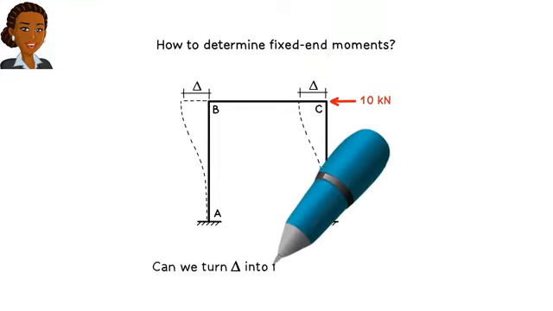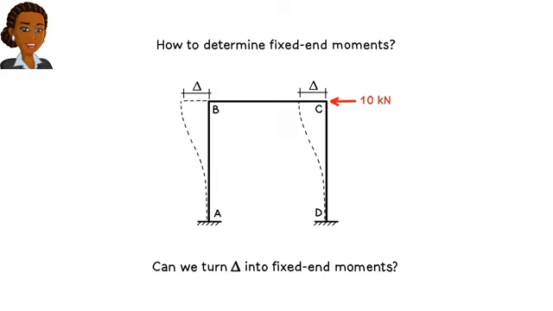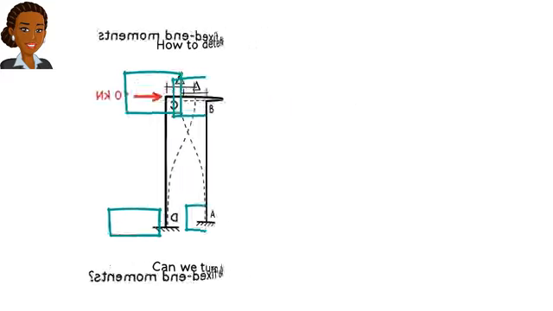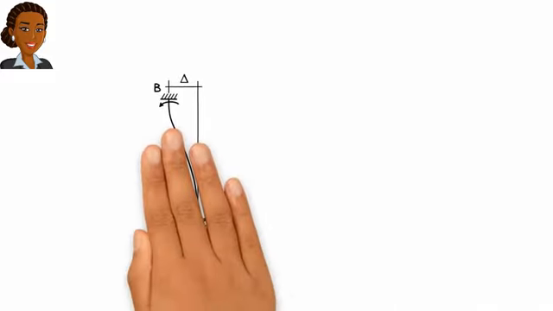Would it be possible to turn the lateral displacement, represented with delta, into fixed end moments? That is to say, does a bending moment develop at the fixed ends of a member if it experiences a relative displacement like delta? To answer the question, we can use the slope deflection equations. Here they are for member AB.